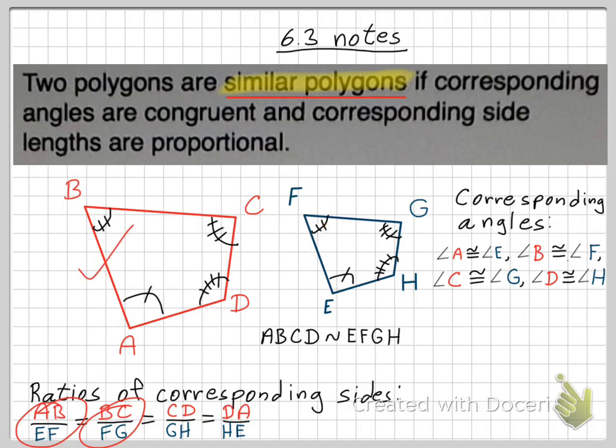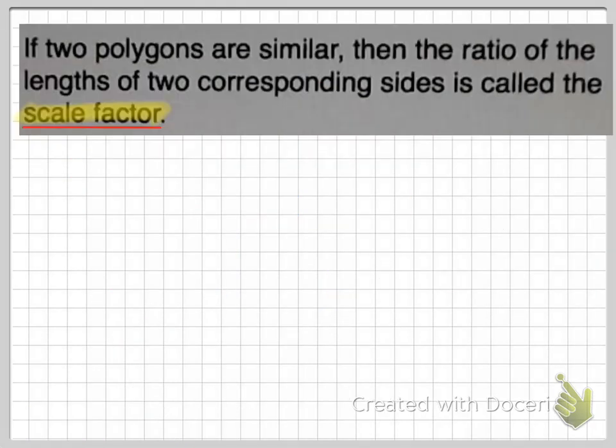But if you just take these two and divide them, you should get a certain number. Say, for example, if this is twice as long as that, then BC divided by FG will be in that same ratio of 2 to 1 also. And if both of those conditions are true, then you have similar polygons. And if two polygons are similar, then the ratio of the lengths of two corresponding sides is called the scale factor. You can write that down, copy that down. You can pause this anytime you'd like, but you will be responsible for that.